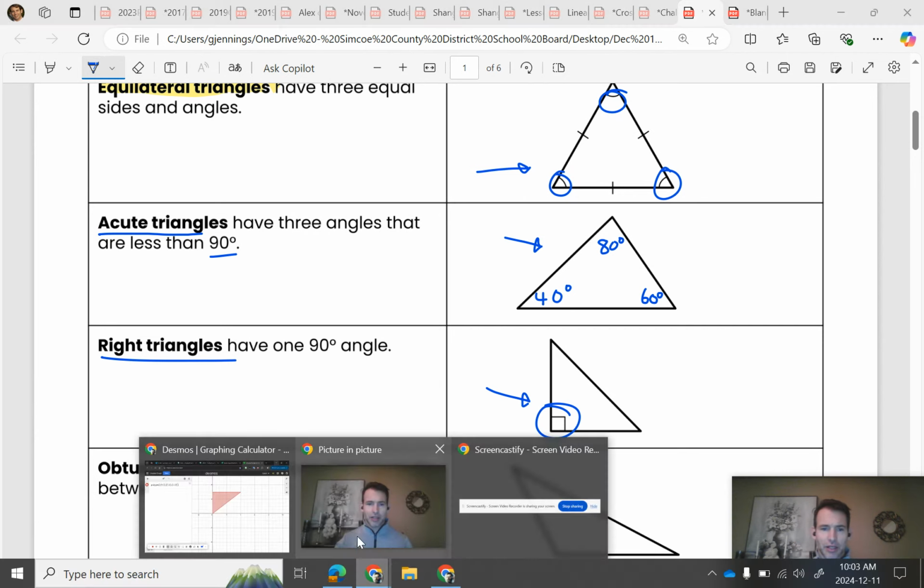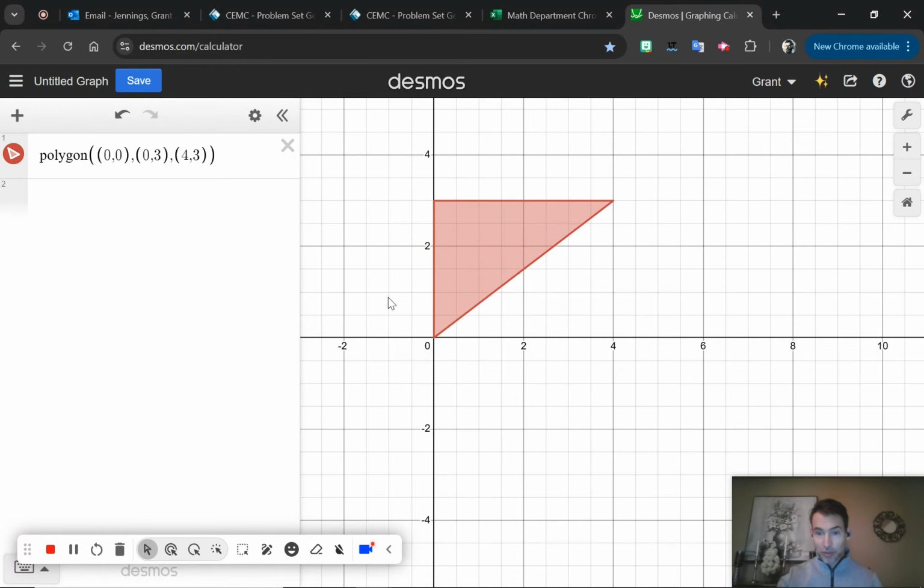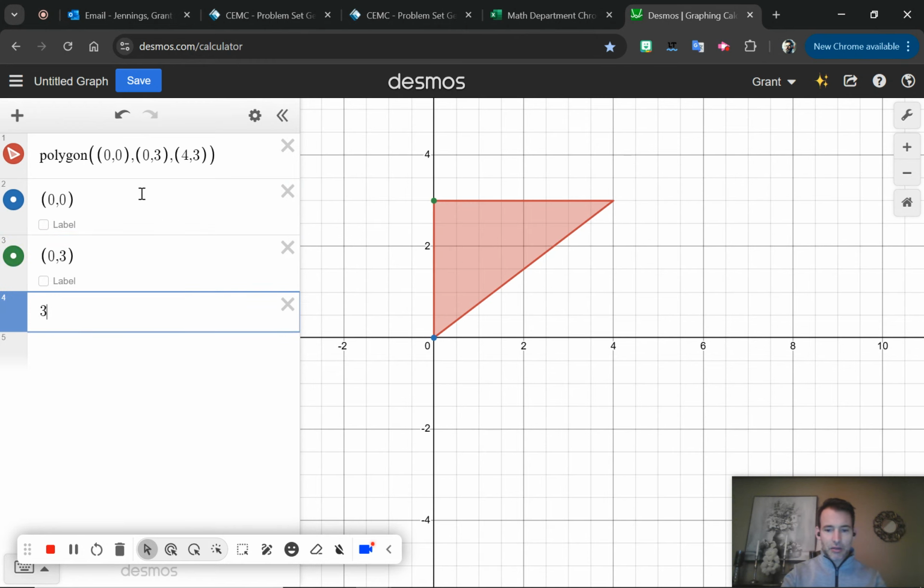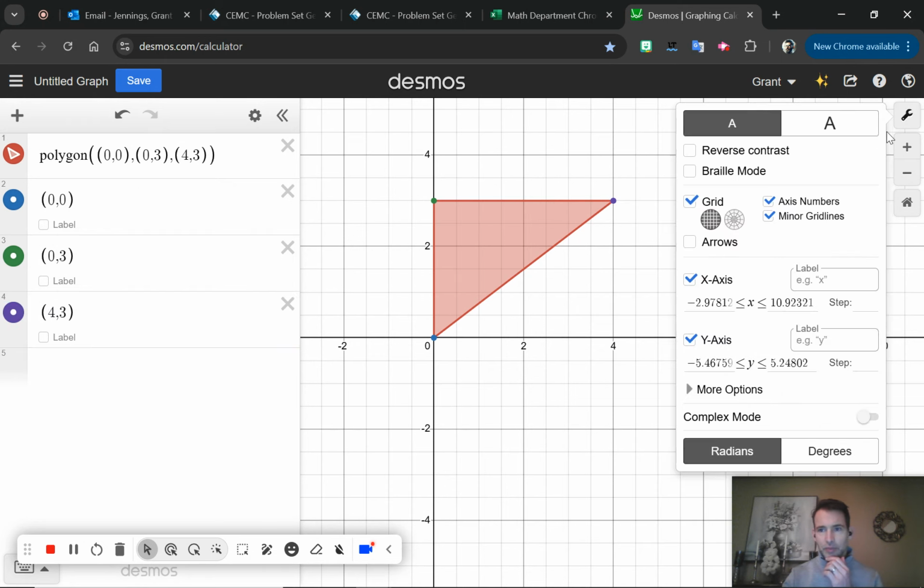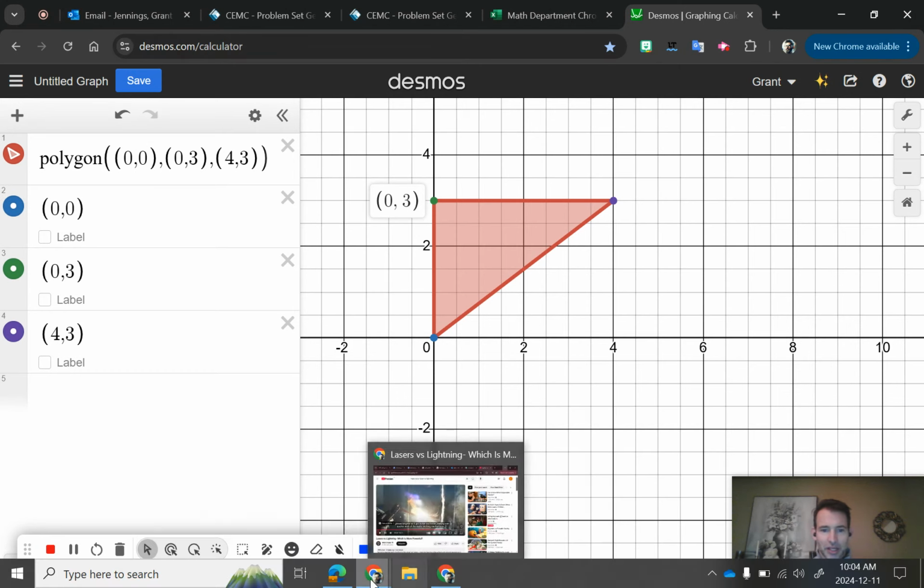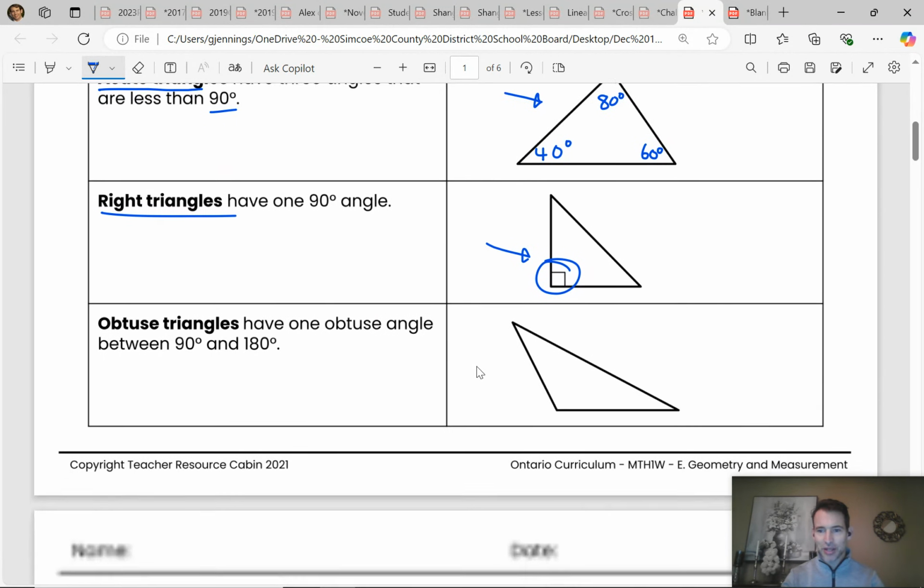The triangle that I created in Desmos, because it's on the XY plane, I have these points here at 0, 0, 0, 3, and, wait, no, 4 comma 3, and the points are along the X and Y axis there, around that green point. This angle here at the green point is a 90-degree angle because the X and Y axes are at 90 degrees to one another. And so the coordinate plane is connected with these triangles as well. We're going to use that tool a lot.